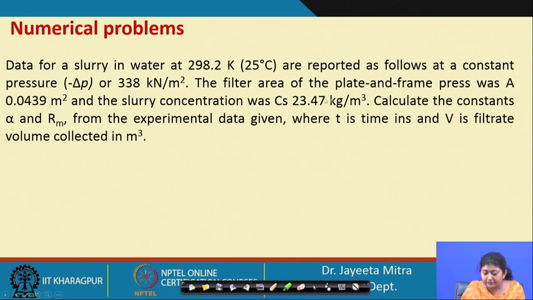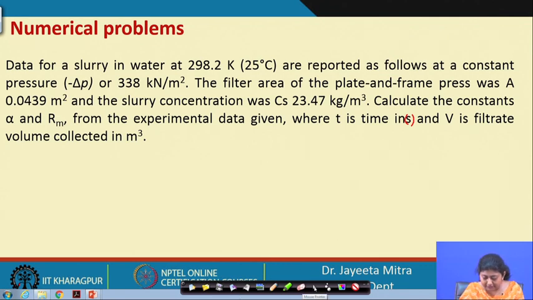The filter area of the plate and frame press was 0.0439 meter square, and the slurry concentration Cs was 23.47 kg per meter cube. Calculate the constant alpha and Rm, that is, specific cake resistance and filter media resistance, from the experimental data given, where t is time in seconds and V is the filtered volume collected in meter cube.